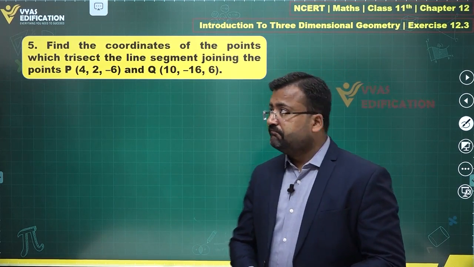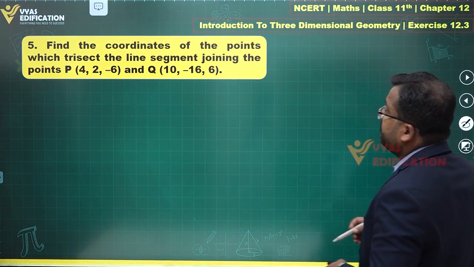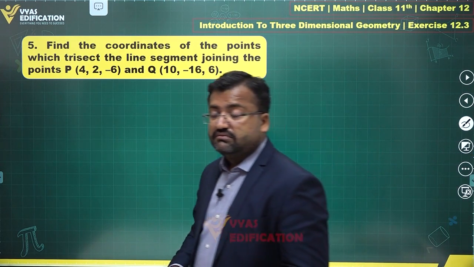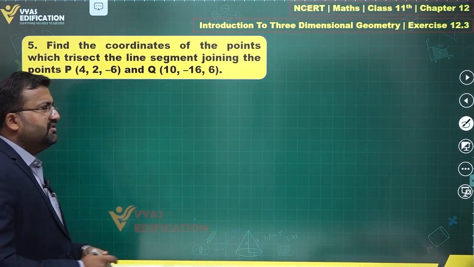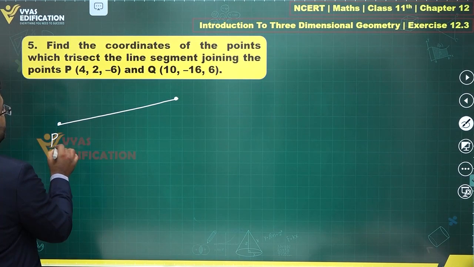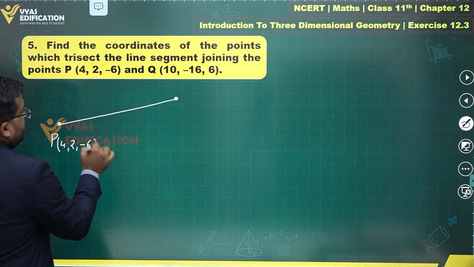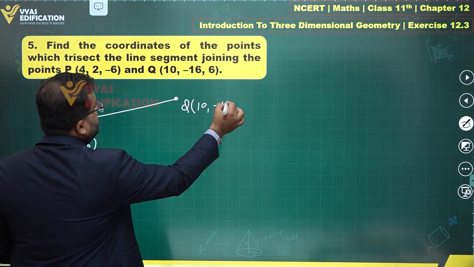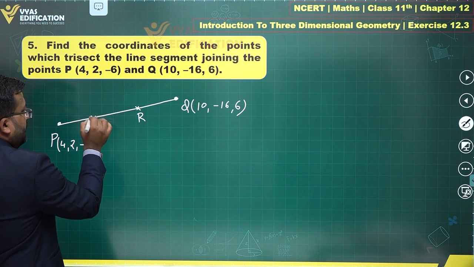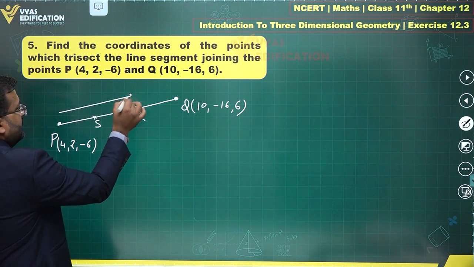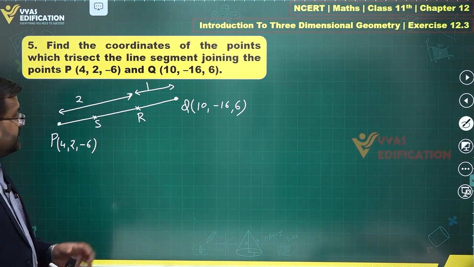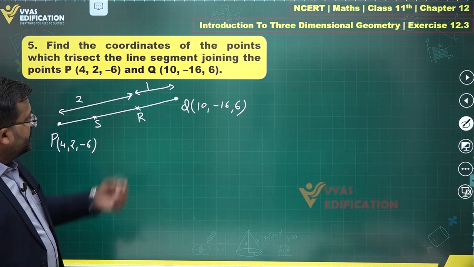For the fifth question, find the coordinates of the points which trisect the line segment joining the points this and this. Not bisect but trisect. Is it difficult? No, not at all difficult. We have point P (4, 2, -6). We have point Q (10, -16, 6). For trisection, we need point R and point S as well. For point R, this ratio is 2 is to 1. How did you observe that? This is 1 is to 1 is to 1. This becomes a 2 is to 1.